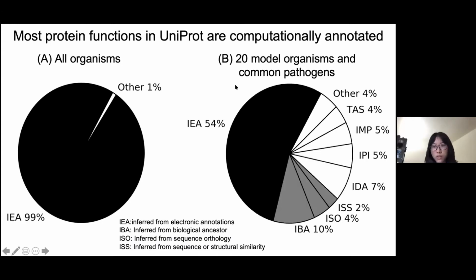Even in 20 model organisms, which are well studied, the IEA percentage is 54%. These 20 model organisms include bacteria, human, mouse, E. coli. So we can see that even in these well-studied models, there are still 54% of proteins without experimental validation.